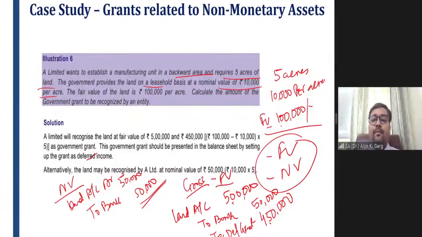Shraddha is asking, sir, in the nominal value method, on 50,000 is there a depreciation charge? Shraddha, since it is land, no. But if it is leasehold land, then of course this land has to be shown as a right-to-use asset, and whatever leasehold life is there, the depreciation has to be charged over the leasehold life. You're right, Pulkit. Is it clear, Shraddha?